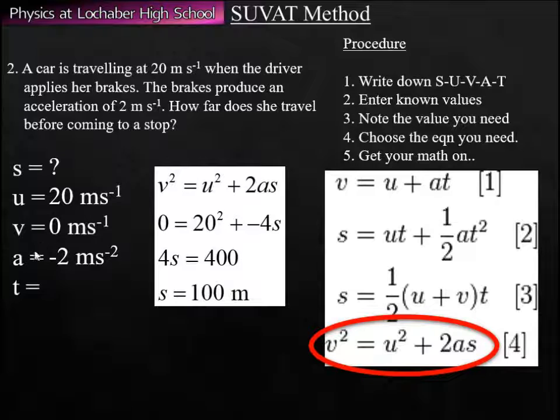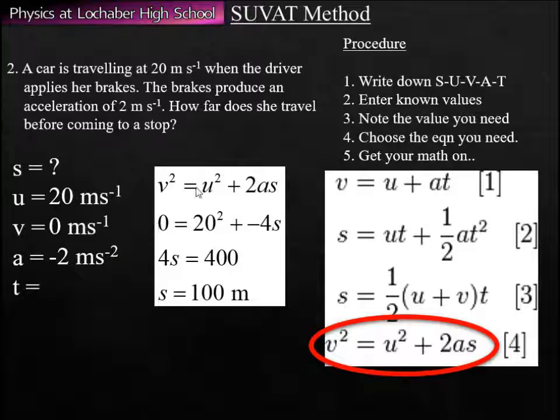One point to be careful on is the direction of the acceleration. It doesn't actually matter if you choose forwards or backwards to be positive or negative. The math works either way, but you have to be consistent. If we're saying forwards is plus 20, then the acceleration has to be in the backward direction, which is negative.